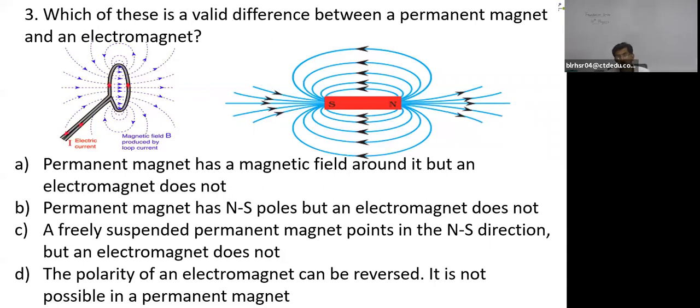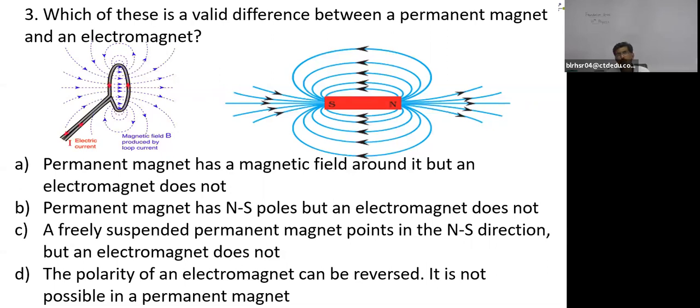In fact, in an earlier video, I showed you a simple demonstration that established that electromagnets also have north and south poles. So B is not the right option either. A freely suspended permanent magnet points in the north-south direction, but an electromagnet does not. That also is not correct.